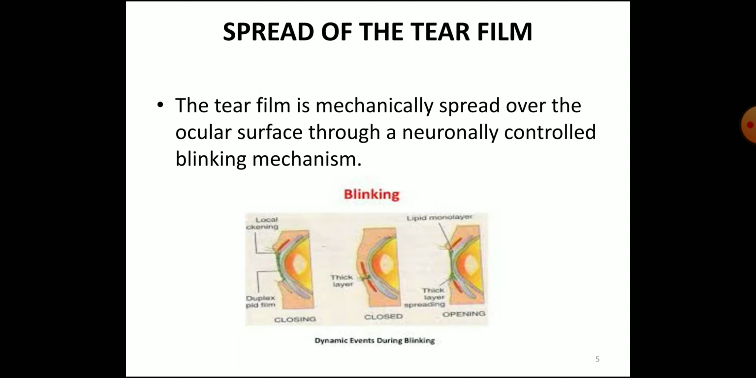Now, how does the tear film spread over the cornea? The tear film is mechanically spread over the ocular surface through a neuronally controlled blinking mechanism. So you know what blinking is: it is the opening and closing of the eyelids. Here you can see the spreading of the tear film while the eyes are blinking.